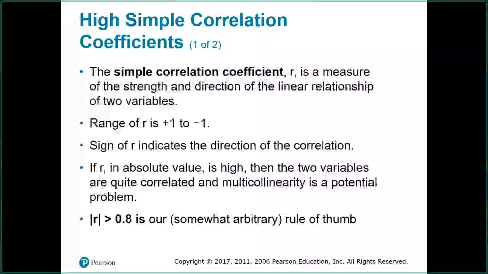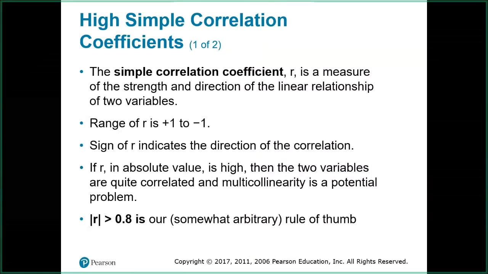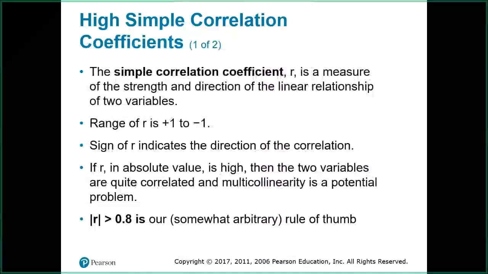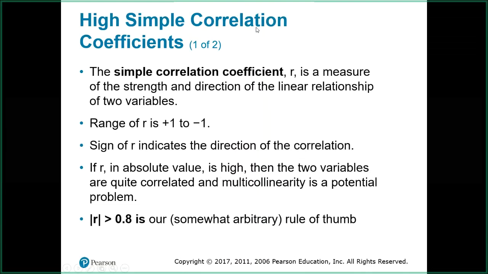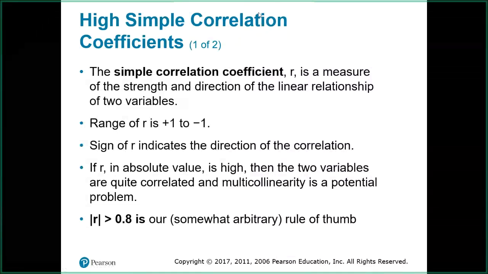So correlation coefficient is, we've used these in class before. It's the correlation coefficient that you learned about in stats. You probably learned about covariance and correlation coefficients. The correlation coefficient is the one that's measured between +1 and -1. Our threshold for two variables that are too highly correlated, such that we suspect imperfect multicollinearity, is 0.8.